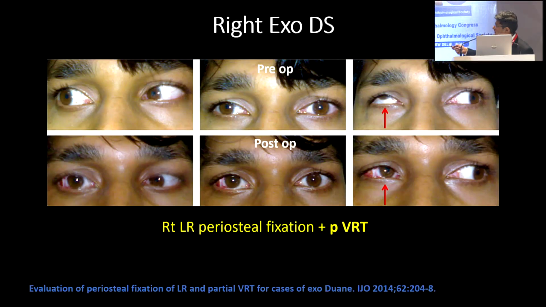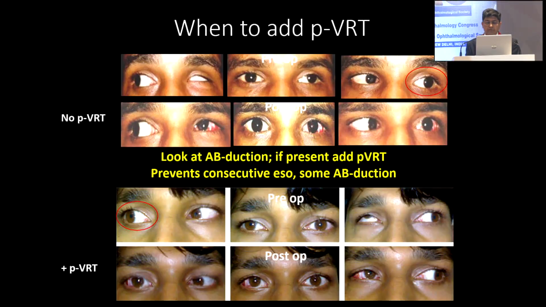Now, this was another patient of exo Duane's. You can see again severe retraction with upshoot. We did a periosteal fixation along with a vertical rectus transposition, a partial VRT, so that we do not cause an esotropia. So when would I want to add a muscle transposition to a complete elimination of my lateral rectus? When I have some lateral rectus function to start with.